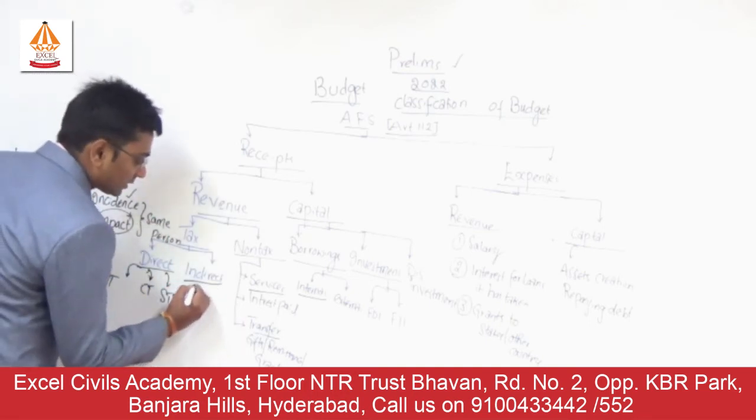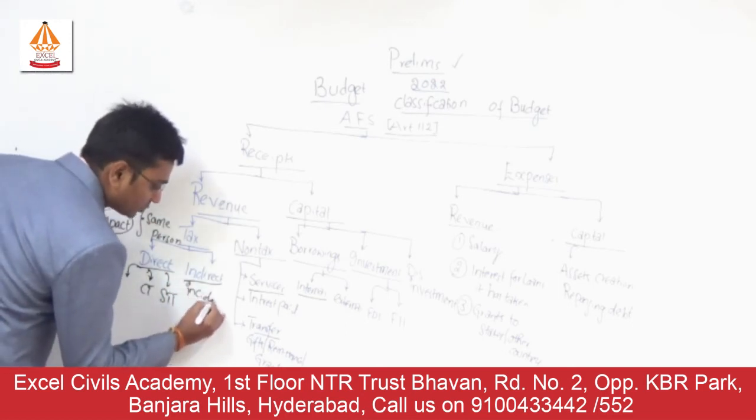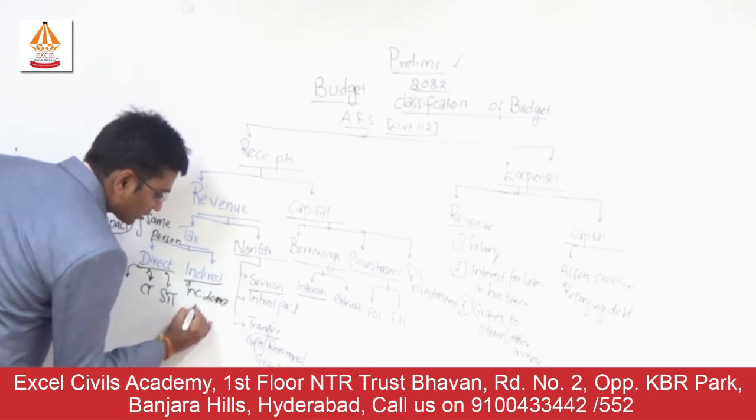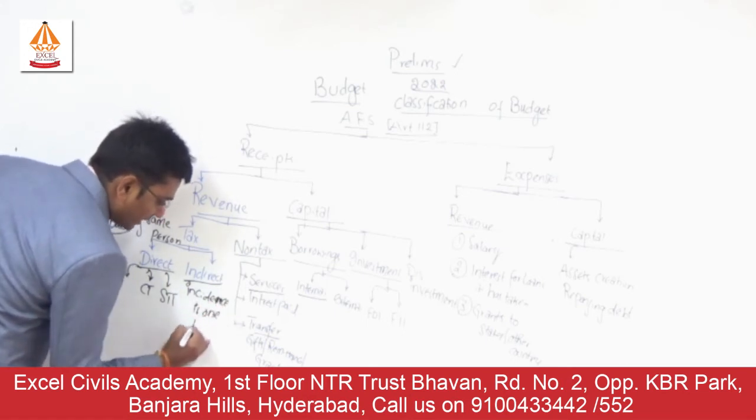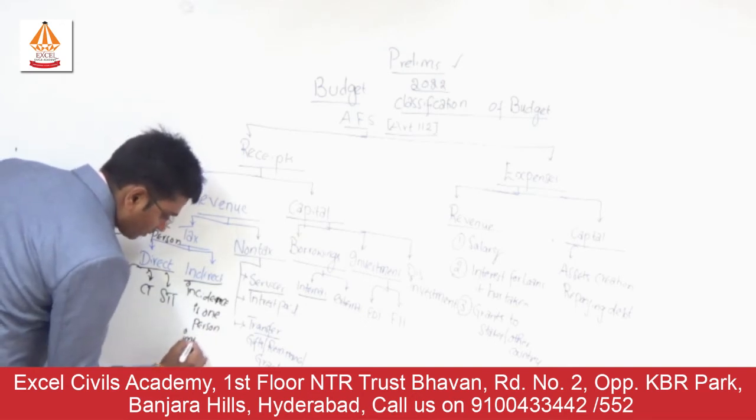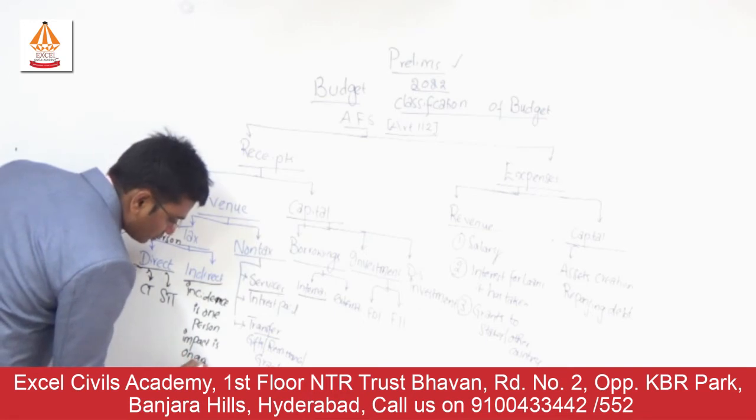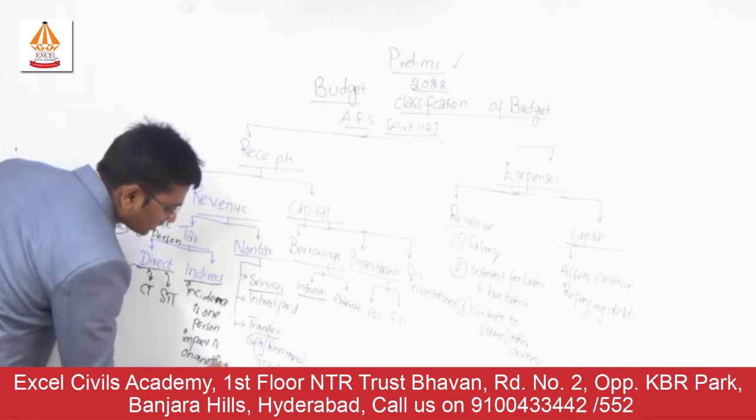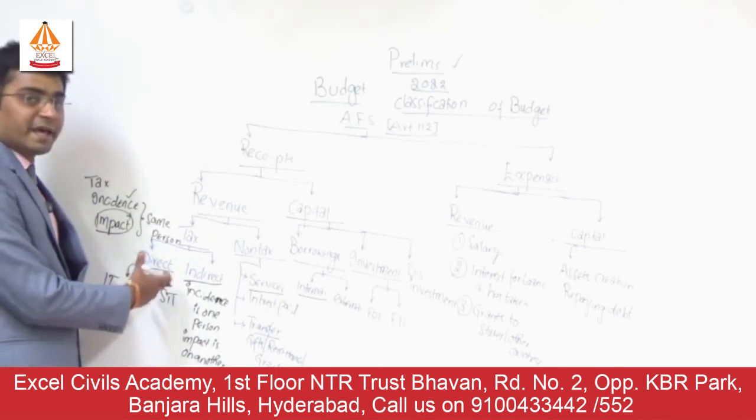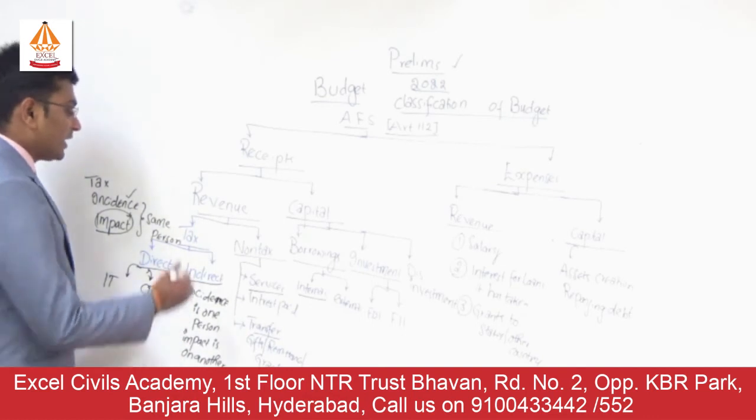Indirect taxes are the taxes in which the incidence is on one person and the impact is on another person. So this is the classification that they asked about previously. They asked this question: what is a direct tax and what is an indirect tax? You have to know what the examples of indirect tax are.